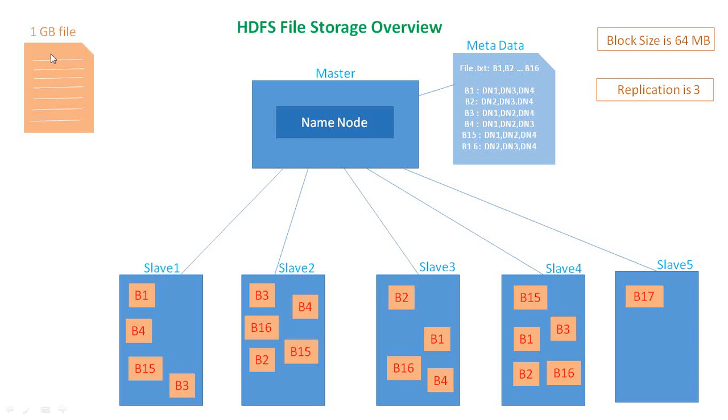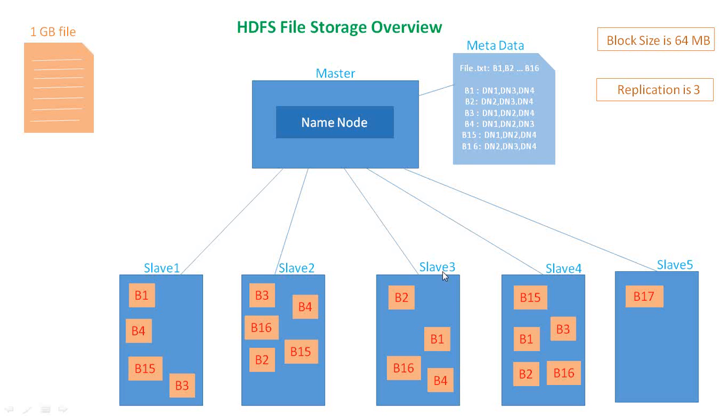In our case, for a 1 GB file with block size 64 MB, I got 16 blocks. But if I have 1 terabyte of data, I will get 1024 into 16, a lot of blocks, more like 16,000 blocks. So a 1 GB file gives 16 blocks, and 1000 GB will give 16,000 blocks.